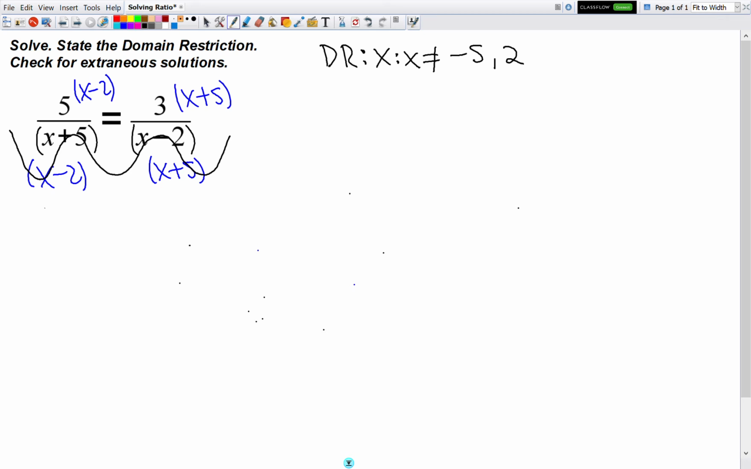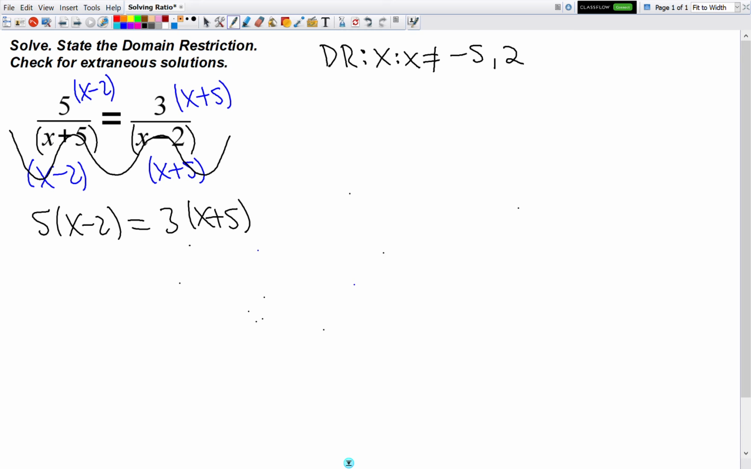And what is left on the left side? 5 times the quantity x minus 2. And then equals, what's on the right side? 3 times the quantity x plus 5. And this is all possible because we have the same denominator.